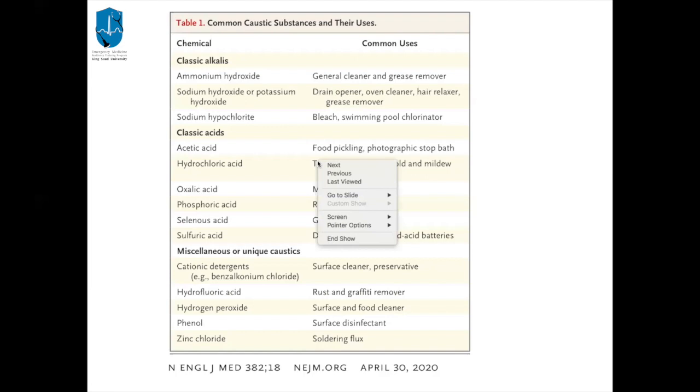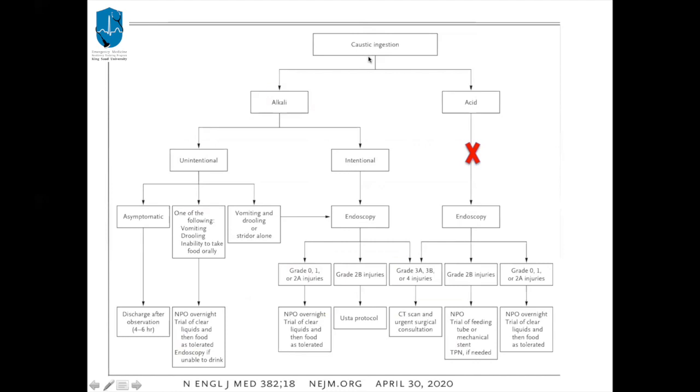So this is a recent article in the New England Journal of Medicine. It's a nice article, but I don't agree with some of the points. So you have someone who ingested a caustic. You want to know whether it's an acid or an alkali because there is a difference, right?